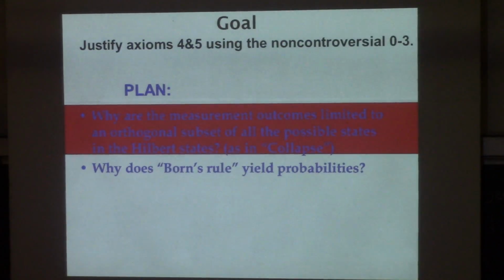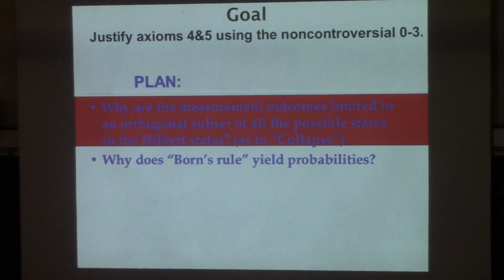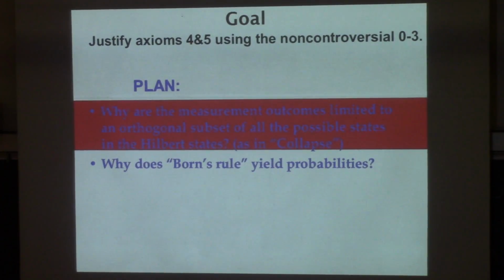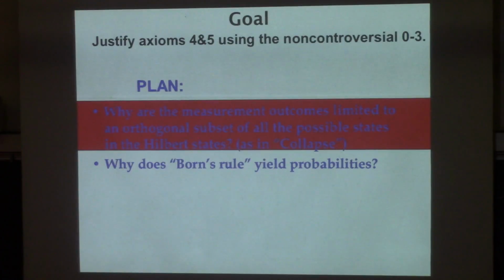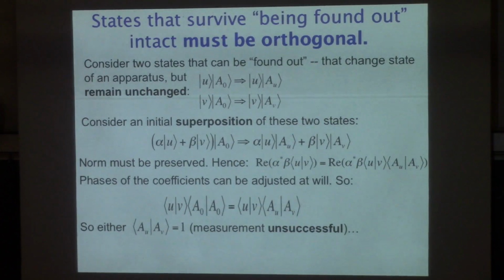Interestingly enough, orthogonality of measurement outcomes can be deduced reasonably quickly, just from the subset of postulates that we like. So let me show you how. We consider two states, U and V, of the system, which are being measured by an apparatus. The apparatus is also quantum, and it starts in a state A0. This transition is going to be unitary.